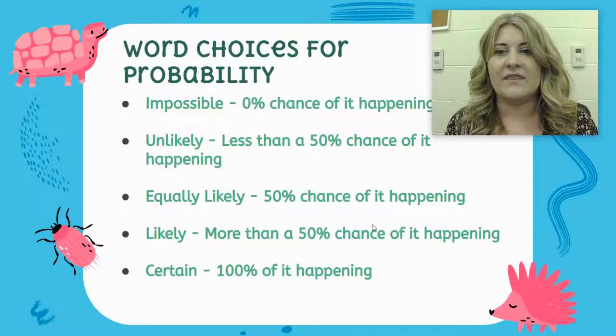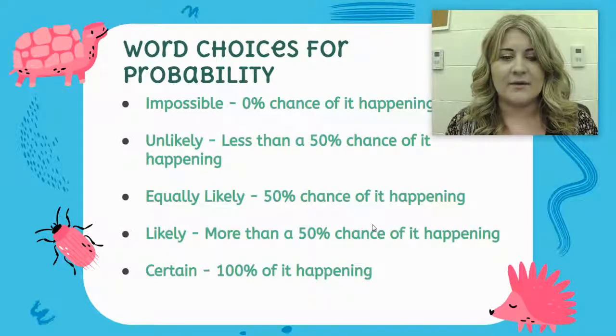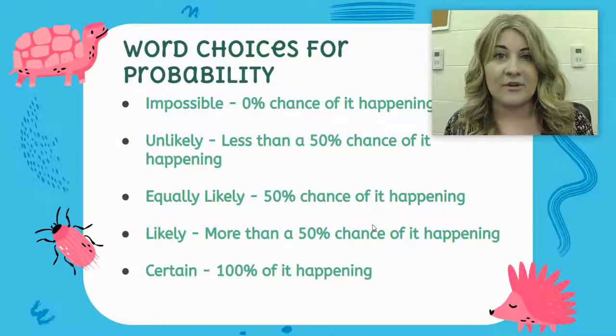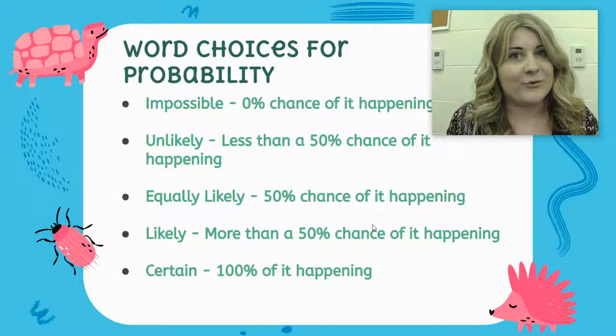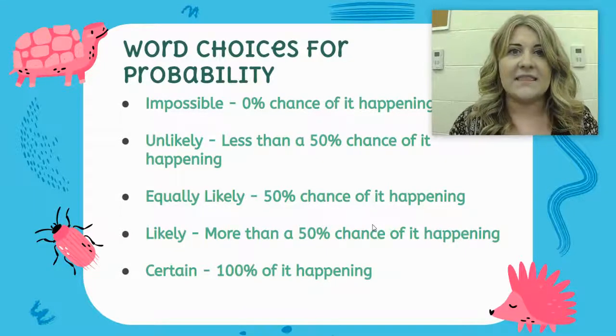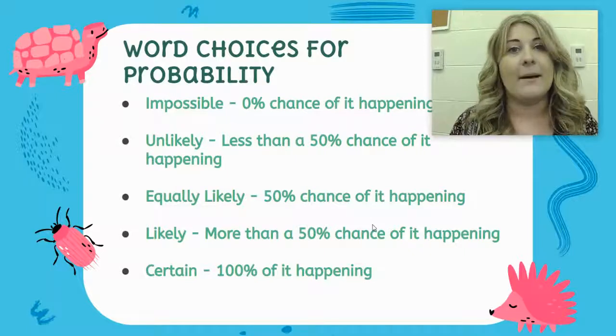Let's think of another example. It's unlikely that you're going to find a $100 bill on the ground, but it's not impossible. You might do that, okay? So unlikely means that there's less than a 50% chance of it happening.